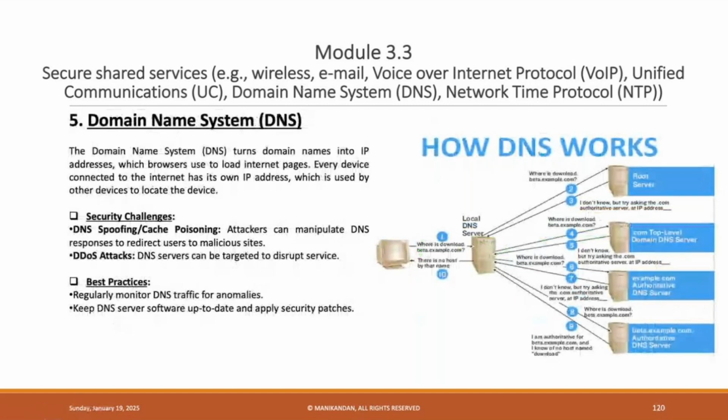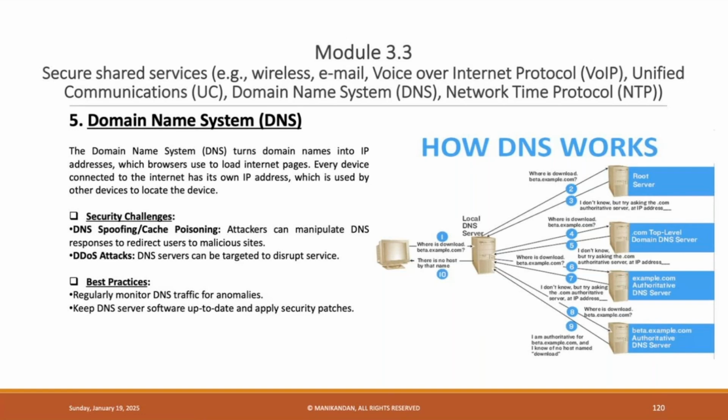Finally, we have DNS. DNS turns domain names into IP addresses which browsers use to load internet pages. Every device connected to the internet has its own IP address which is used by other devices to locate it. Security challenges: we have DNS spoofing and cache poisoning, where attackers can manipulate the DNS responses to redirect users to malicious sites. DDoS attacks are also possible, where DNS servers can be targeted to disrupt the service.